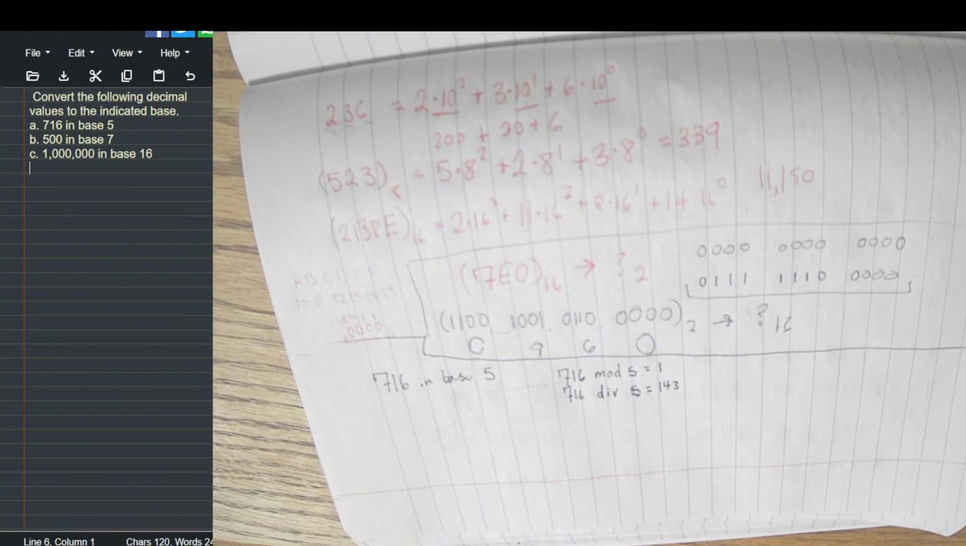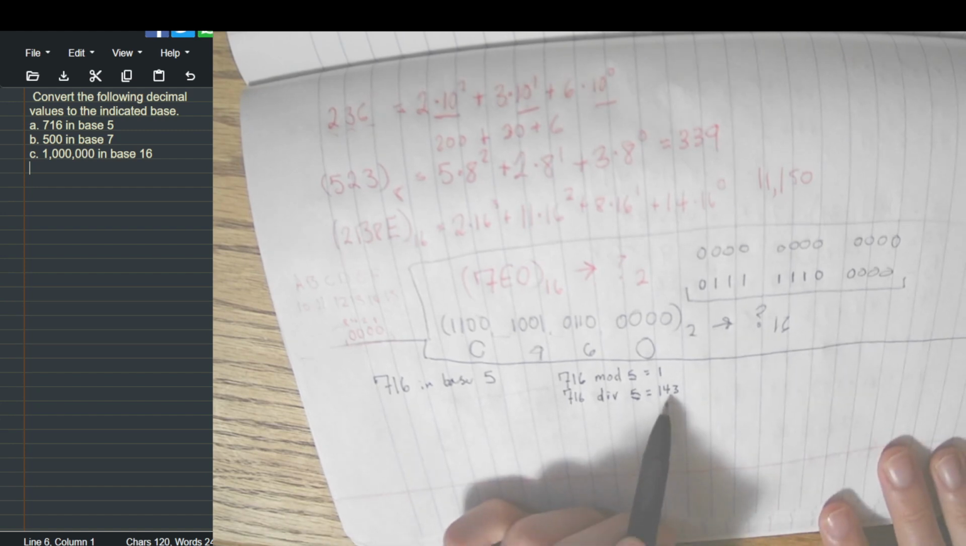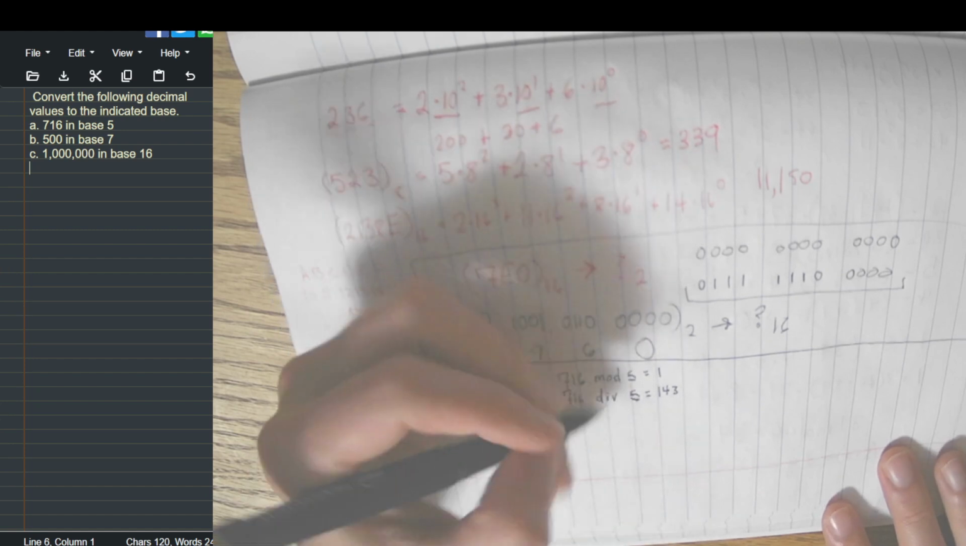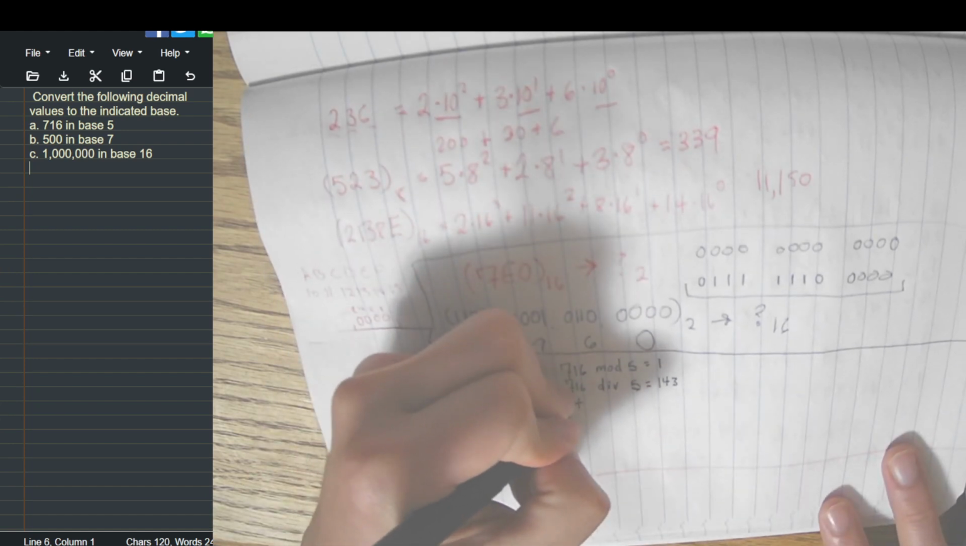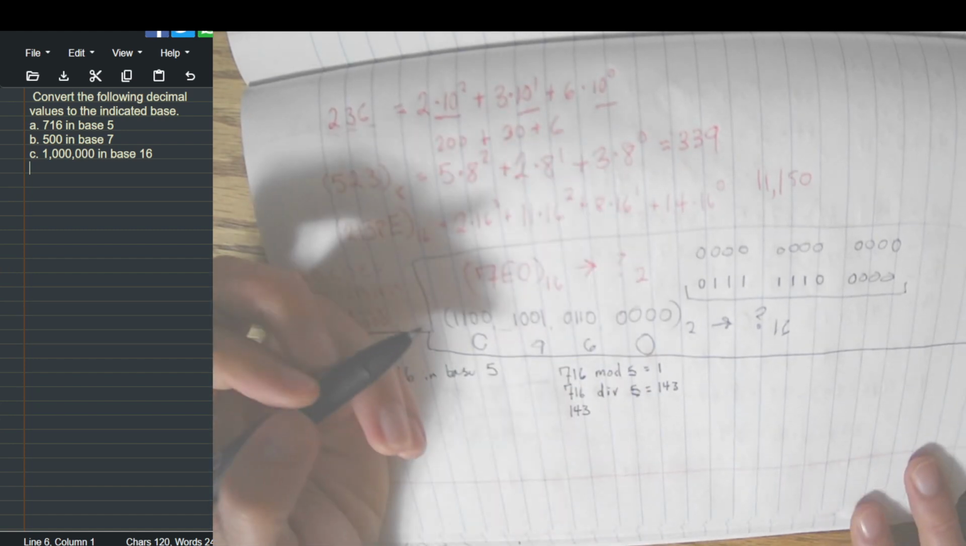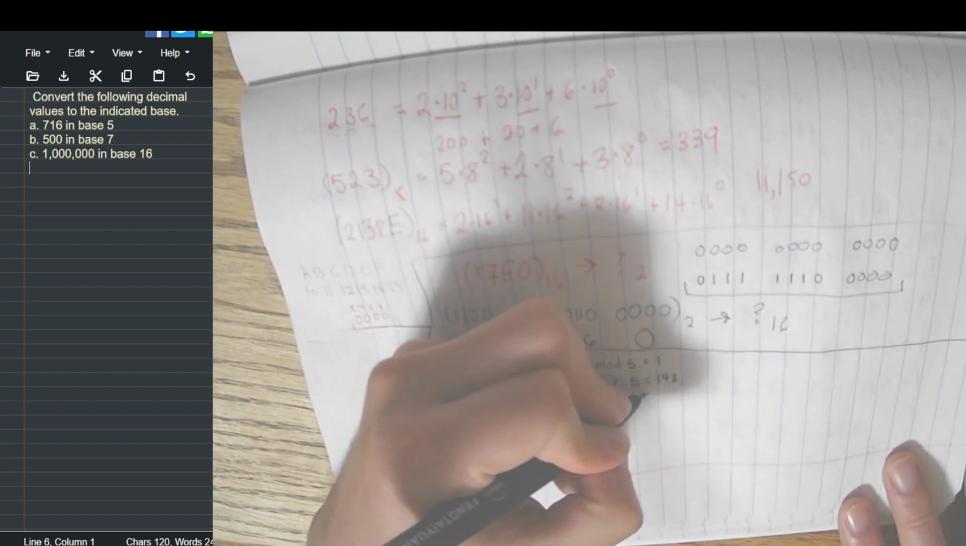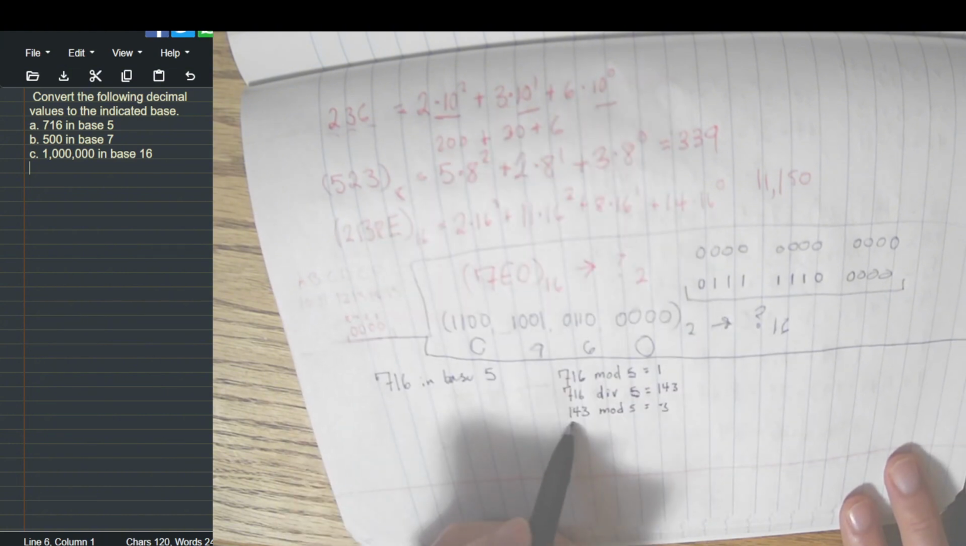And now, just like Euler's formula, we're going to substitute this 143 in as our new number while keeping the modulus 5, because we are still in base 5. So I'm going to do 143 mod 5. That's equal to 3. 140 is a multiple of 5 with a remainder of 3.